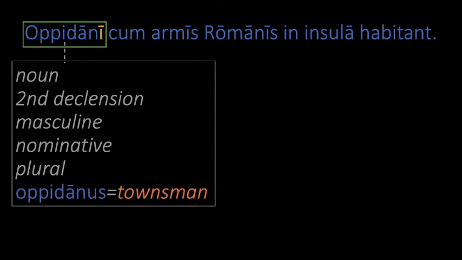Let's try another one. Opidani cum Romanis armis in insula habitant. As our first phrase, we will take the word opidani by itself. It is a noun, and could be nominative plural or genitive singular, but we'll assume the nominative plural for now, and change it later if necessary. The base word opidanus means townsman, so we'll translate the phrase as townsmen.